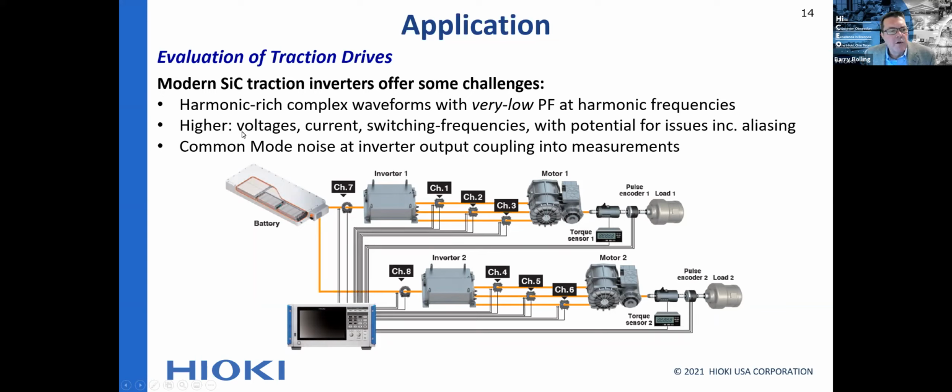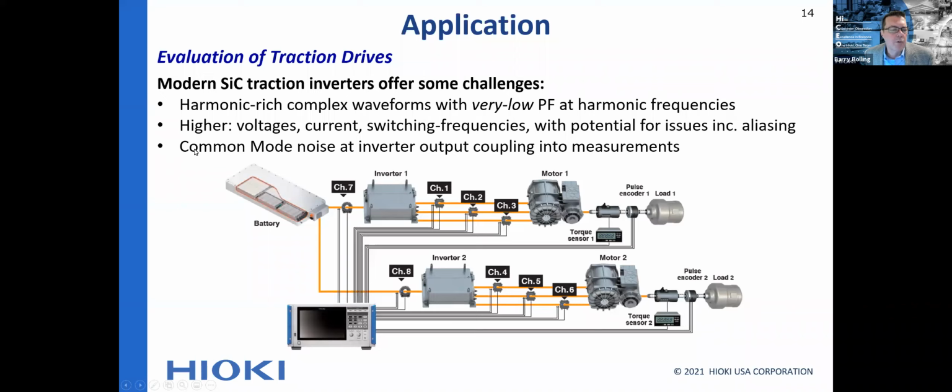I've said it, I'll say it again, we're facing higher voltages, higher currents, and higher switching frequencies simultaneously, along with the potential for aliasing. In addition to that, the higher switching speeds mean faster rise times, and that means more coupling into your voltage input and certainly also into your CT.